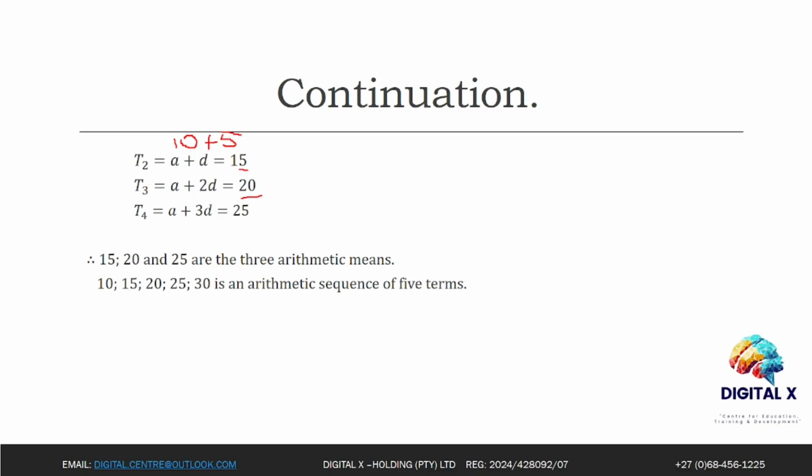So ultimately, our arithmetic means are 15, 20, and 25. And the sequence is given by 10, 15, 20, 25, and 30 being the last term of the sequence. And please, I'll be more than happy to help you if you need any help.